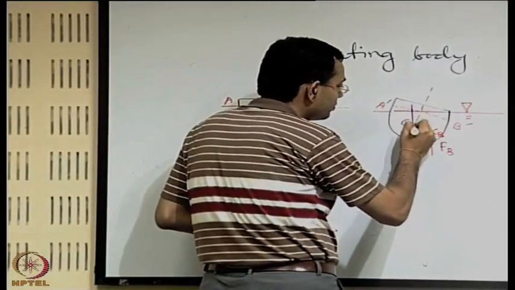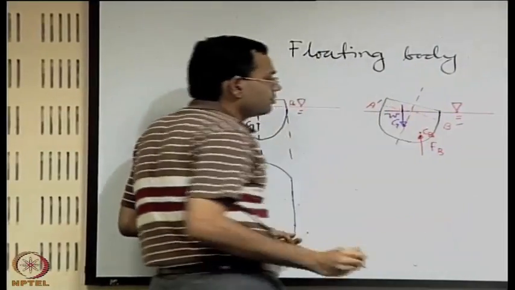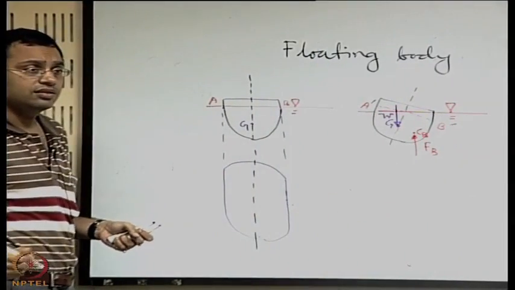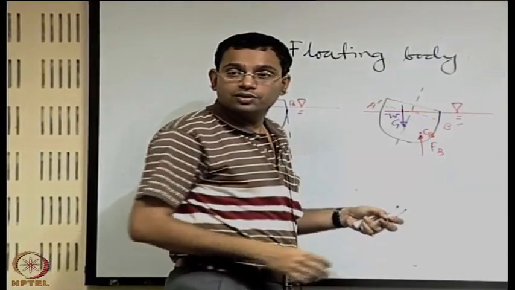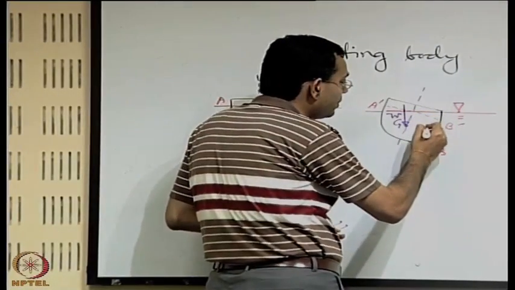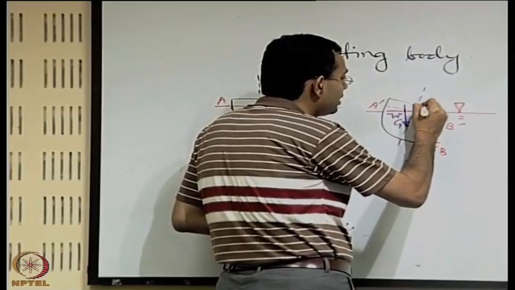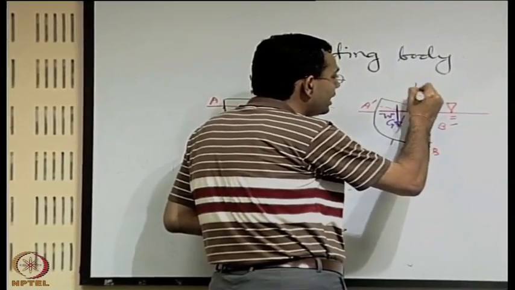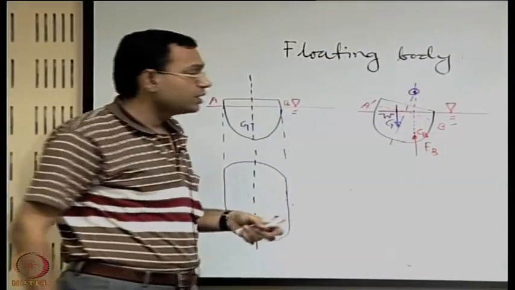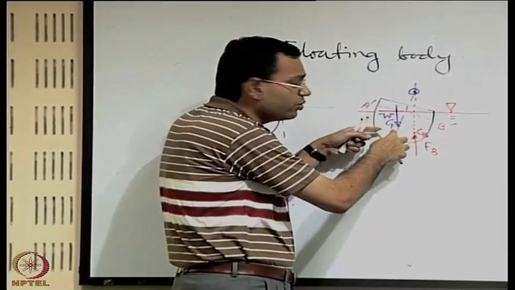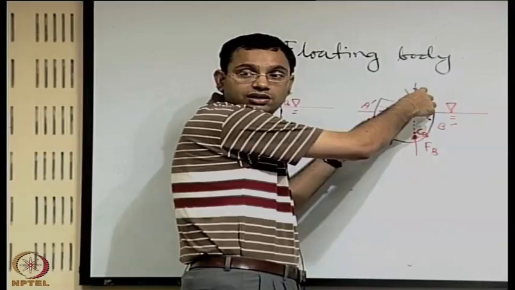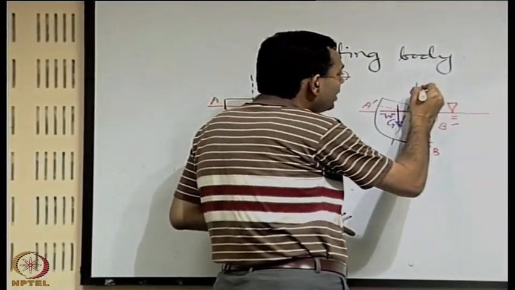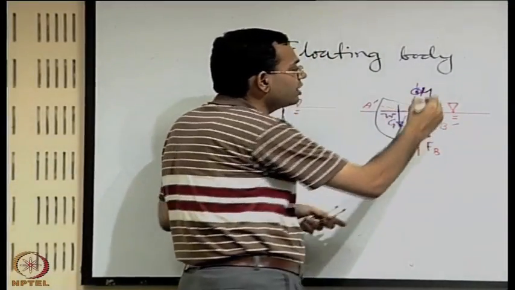So the weight of the body is like this. Now again you can see that there is a couple moment, and whether it is restoring or helping depends on where the buoyancy force, if extended, will meet the axis. If it meets below G, then it is one way; if it meets above G, it is the other way. The point where it meets the axis is known as the metacenter.